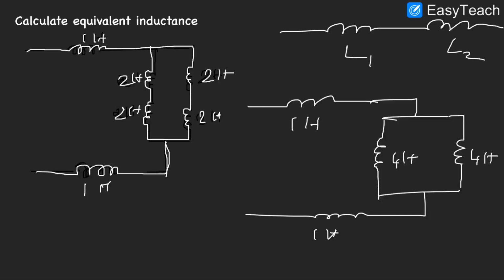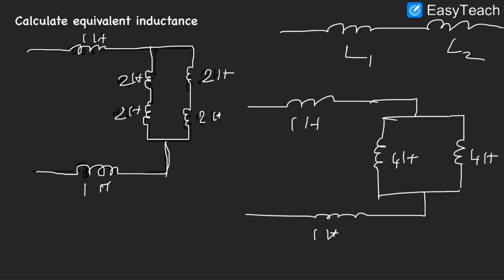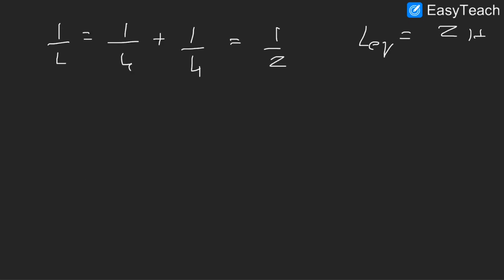I don't know if you remember, but if you have equal resistances or equal inductors in different branches, the equivalent inductance is 1 by L equals 1 by 4 plus 1 by 4. That's going to be half. So my L equivalent is going to be 2 henry. Another shortcut way of remembering this is if you have 4 and 4, it's just going to be half of it.